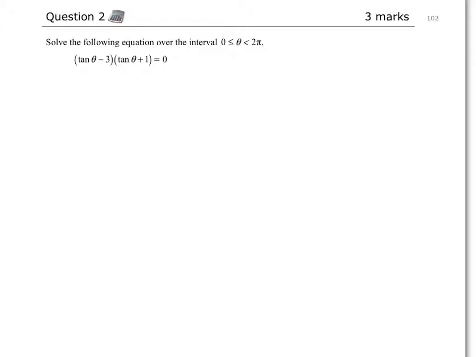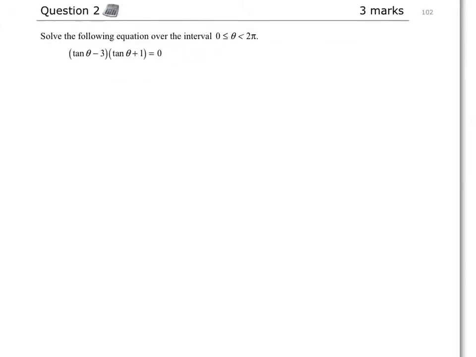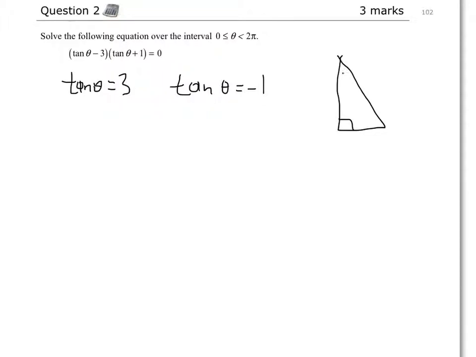So our first factor, when we solve it, becomes tan theta equals 3. And our second factor is tan theta equals minus 1. One of these problems can actually be solved without a calculator, and that's tan theta equals minus 1. You may recall, although it's not an accurate representation, the pi over 4 triangle has the following ratios.